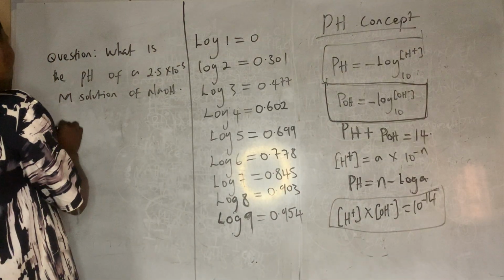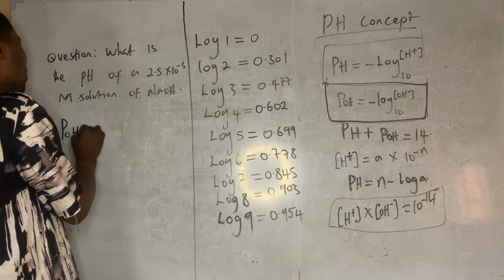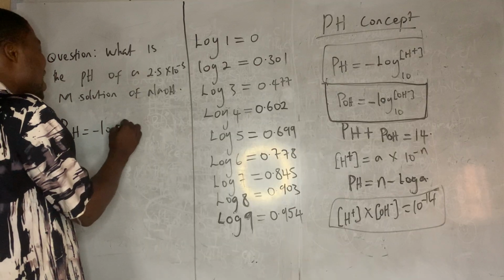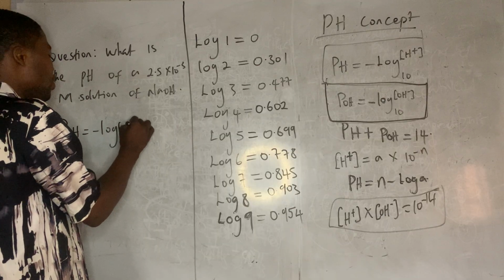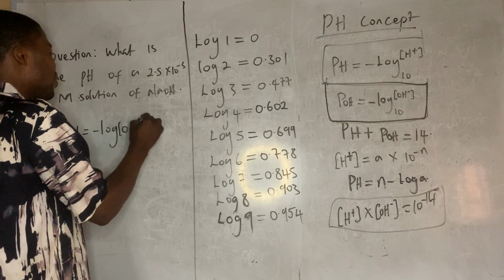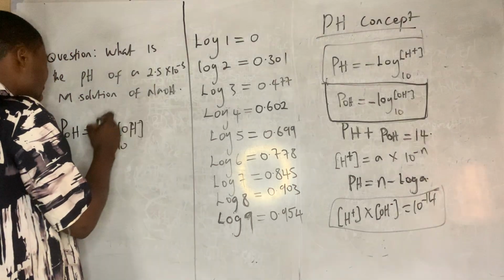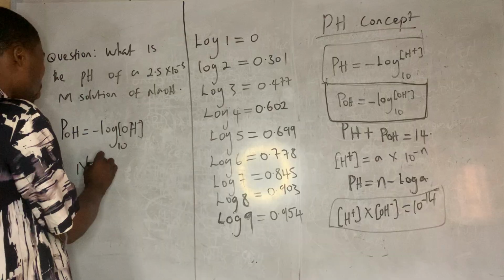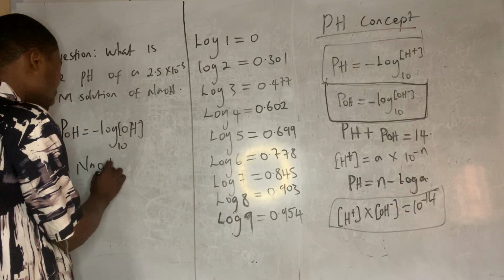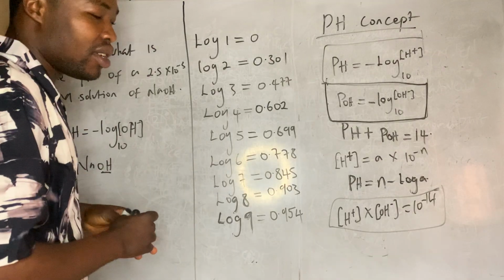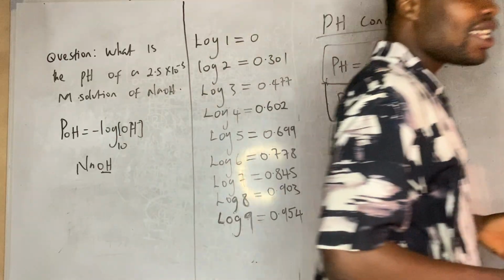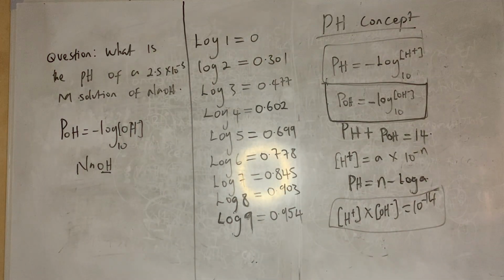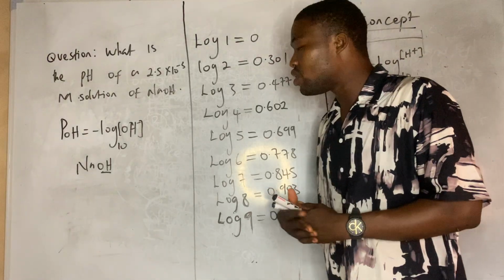Now, for NaOH, we can get pOH first. Why can we get pOH from NaOH? Because it is a base, and NaOH contains OH. There is no hydrogen ion there. There are no hydrogen ions in NaOH.